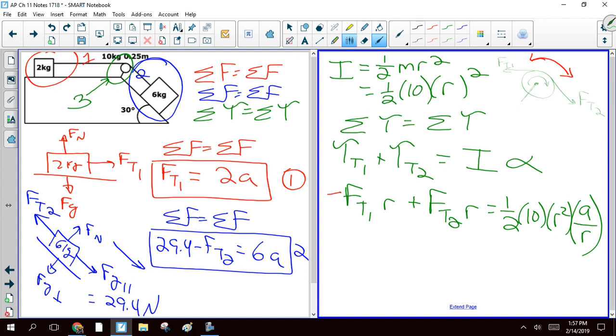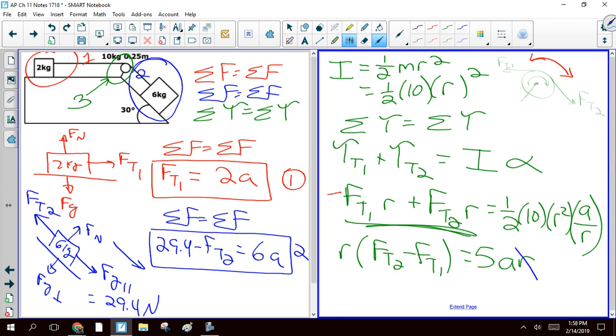So if we divide both sides of the equation by R, all the R's cancel, right? This side of the equation, I'm going to factor out an R, and then write it as FT2 minus FT1. Equals, on this side, 1/2 of 10 is 5, and then I've got R squared a over R, which is aR. Look, the R's cancel. Bam, kabam. So now I've got equation number 3.